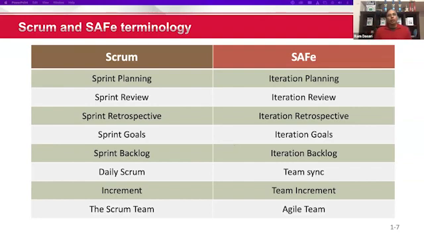Sprints are now called iterations. Sprint planning is called iteration planning. Sprint review is called iteration review. Sprint retrospective is called iteration retrospective. Sprint goals are called iteration goals. Sprint backlog is called iteration backlog. Daily Scrum is called Team Sync. In previous versions, up to SAFe 5.0, it used to be called Daily Stand-Up, which means the same. Now it's called Team Sync. Increment is called Team Increment, and Scrum Team is called Agile Team.